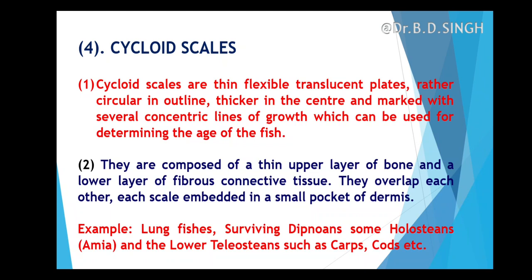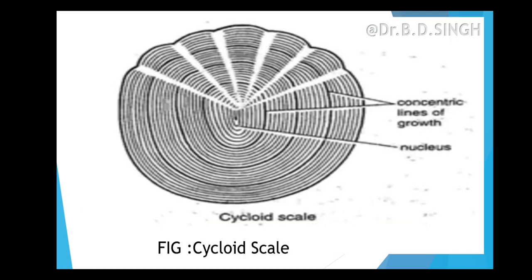Each scale is embedded in a small pocket of the dermis. Examples: lungfishes, surviving dipnoans, some holosteans like Amia, and the lower teleosts such as carps, cods, etc. You can see the structure of cycloid scales.